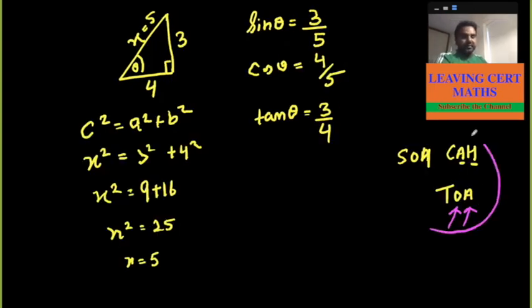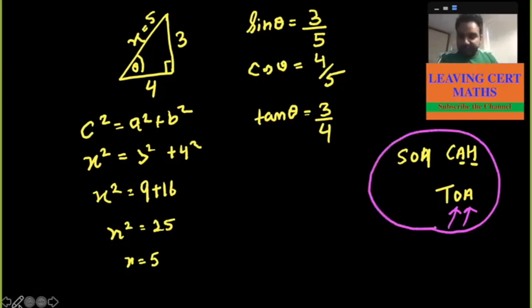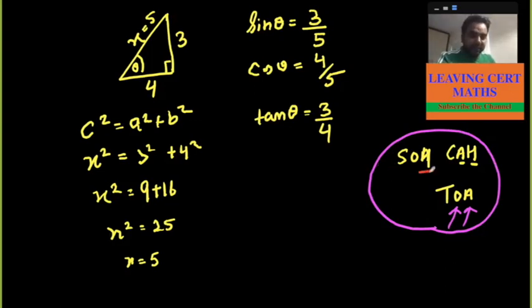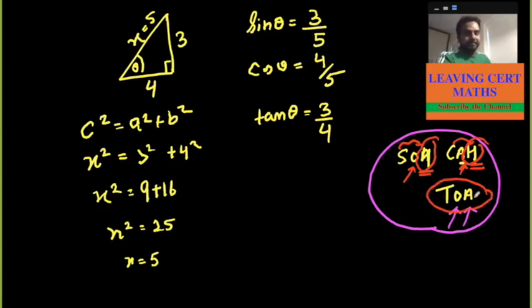If you remember this clearly, and I will give you a short trick on how to remember. The trick is, in sine and cos, the last letter is always H. Always H. In TOA, there is no hypotenuse. In tan, there is no hypotenuse. It will come from practice. Okay, so let's take one more question.